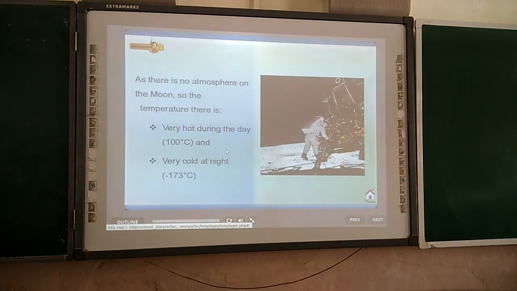As there is no atmosphere on the moon, the temperature there is very hot during the day, that is 100 degrees centigrade, and very cold at night, that is minus 170 degrees centigrade.